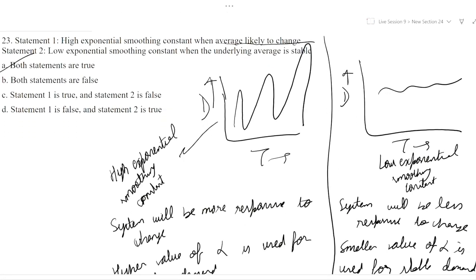Okay, so we reached the end of the questions. Any doubts so far? Okay, if there are any doubts later, you can always ask in the discussion forum on the website.